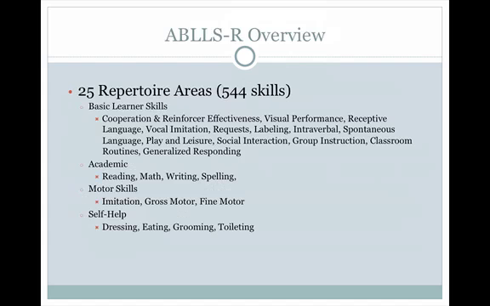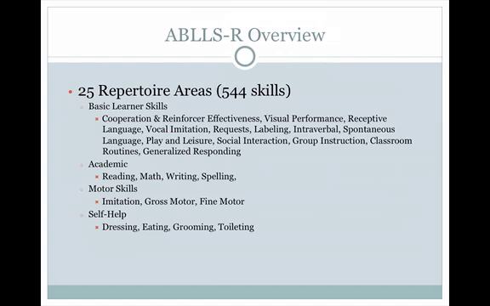There are 25 basic repertoire areas, a total of 544 skills that are tracked on the ABLS, and the content is very interesting. One of the nice areas is the inclusion of something called basic learner skills, where a number of different items are looked at, including cooperation and reinforcer effectiveness, which is rarely included in an assessment and yet is extremely important for individuals on the spectrum who can be, quote, difficult to motivate.